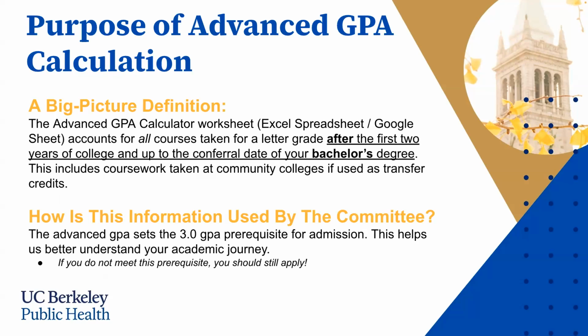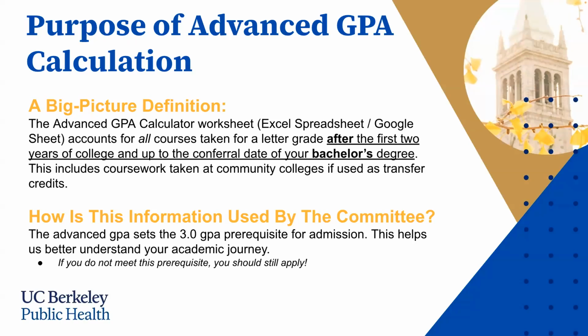The purpose of the advanced GPA calculation is that it's a big picture definition that calculates all coursework taken for a letter grade after the first 2 years of college and up to the conferral date of your bachelor's degree. So this includes coursework taken at community colleges if used as transfer credits. In addition, I should also add that in some cases, you might even use study abroad courses. Now, keep in mind that this is only for your bachelor's and not to be used for any other level of degree earned.